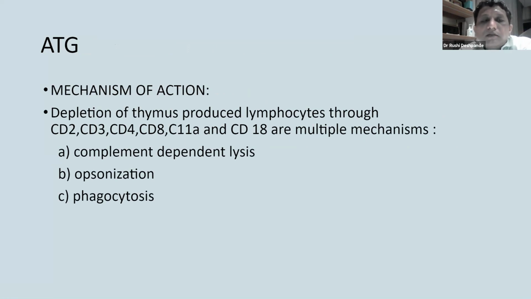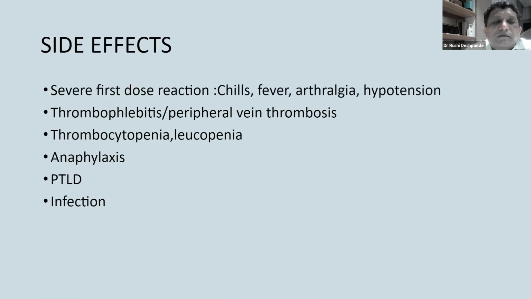Now let us go over each of the drugs in a bit more specific detail, since it may come as a question, right? Suppose the question is rabbit anti-thymocyte globulin. How does it work? The mechanism of action is the depletion of thymus-produced lymphocytes. Any of the lymphocytes which contain these markers, CD2, 3, 4, 8, 11A and 18, could be destroyed by different mechanisms like complement-based lysis and opsonization. What is opsonization? Antibody eating up the molecule. That is opsonization. And phagocytosis, where the cell takes over the function of the antibody and eats the stuff.